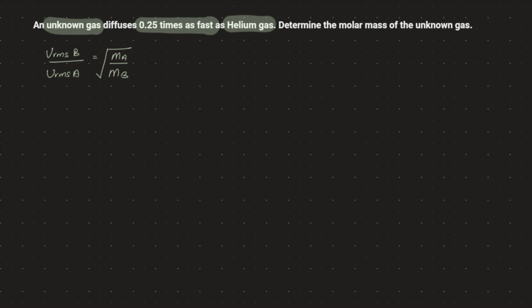Alright, so we are going to consider that the velocity for helium is equivalent to 1, and 0.25 times as fast means that we are going to use 0.25 as is for the unknown gas. Now we are going to look at the molecular weight, so your M_A shall be the helium and the M unknown.